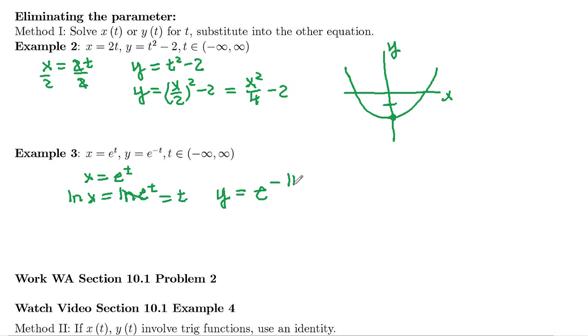Remember, this negative is actually a -1 out in front, and that exponent can factor up onto the top, so we get e to the natural log x, all to the -1. Now e and ln can cancel, and we get x to the -1, which is 1 over x. So if we graph that, we get a hyperbola.